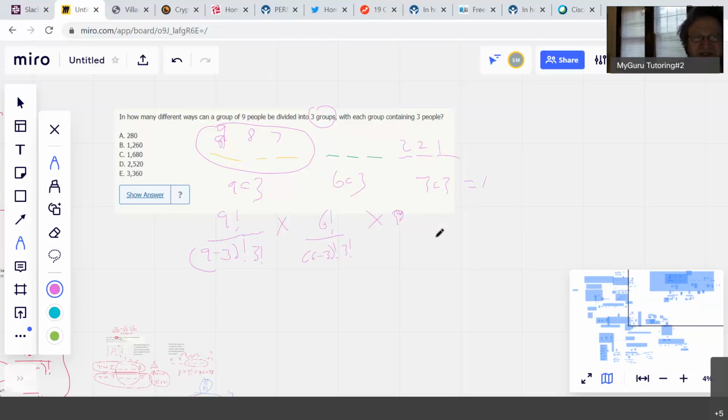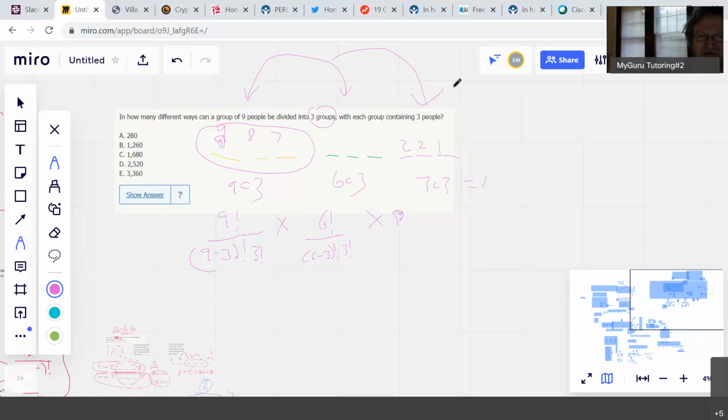The problem is that we don't care how these groups are arranged. This one could be here, but that could also be there, or it could also be there. So we actually have a redundancy at the group level as well, which means you need to divide this entire thing by 3 factorial.